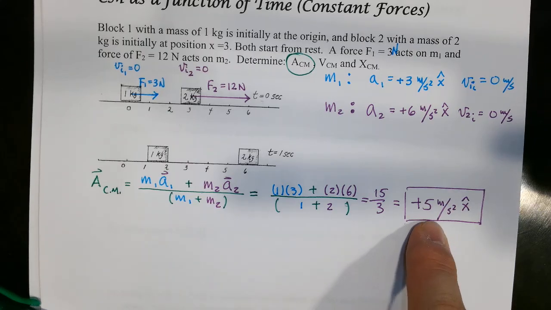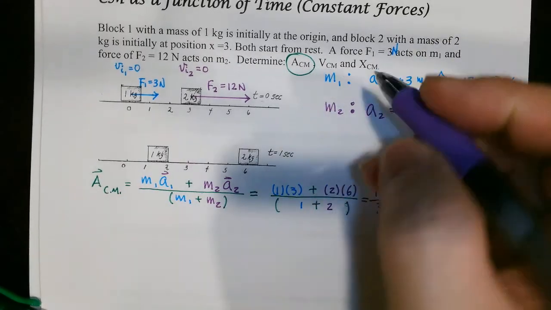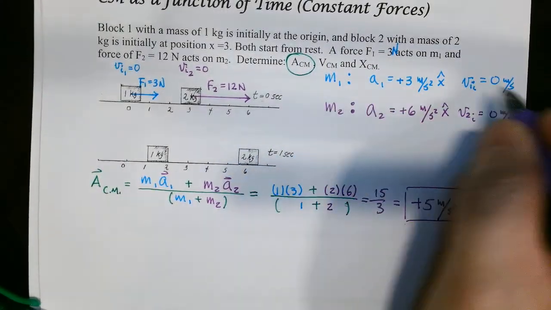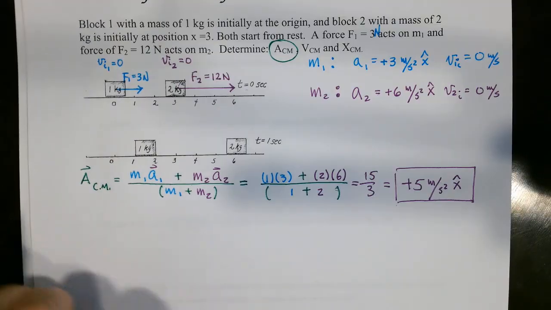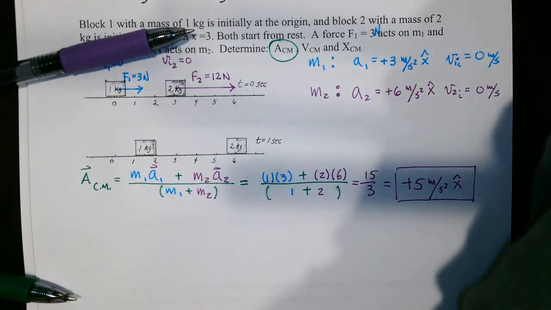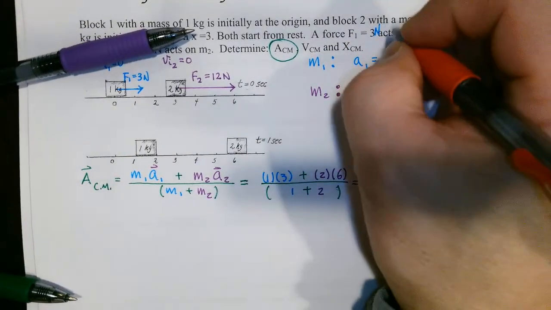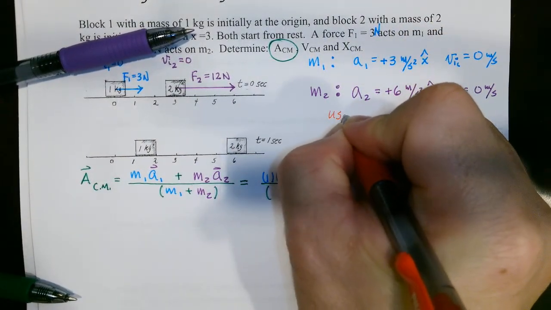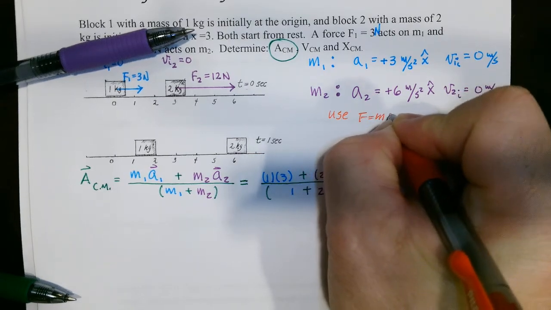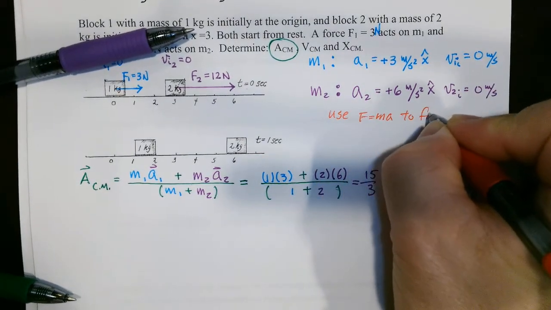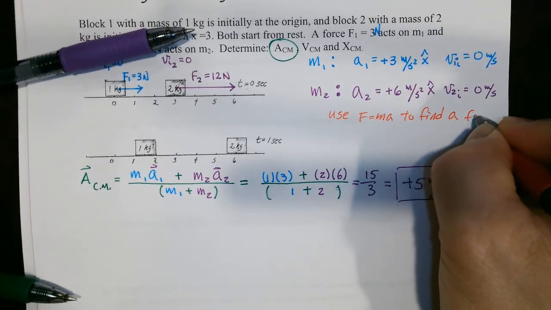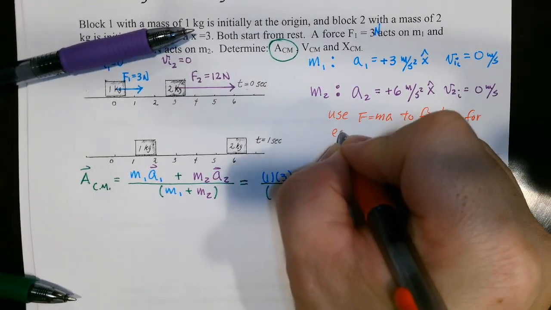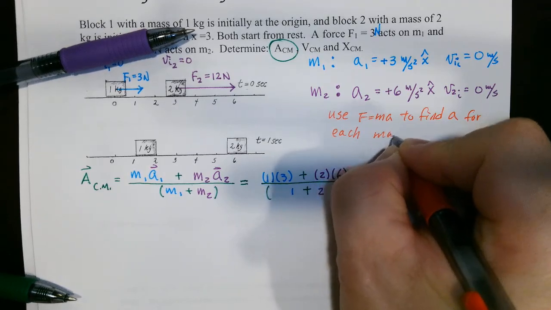Okay? So first find acceleration for the system when you do this. Okay? So you can even write that down if you want to. Use F equals ma to find, right, acceleration for each mass. Okay?